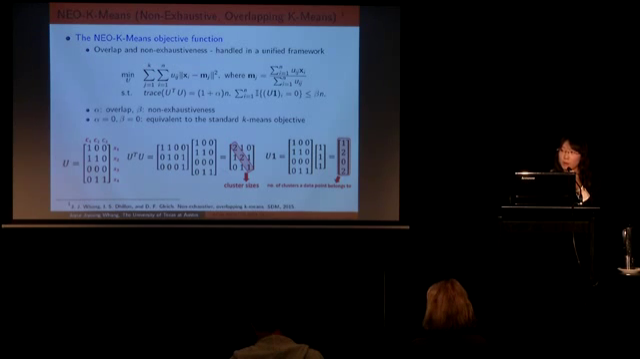To tackle this problem, we recently proposed a simple and intuitive objective function, which we call neo-k-means. The formulation can be viewed as a reformulation of the traditional k-means, where we introduce the assignment matrix U, which is n by k, where n is the number of data points and k is the number of clusters. Using this U matrix and some simple linear algebra, we can introduce two important constraints to the objective function, which control the amount of overlap and non-exhaustiveness.